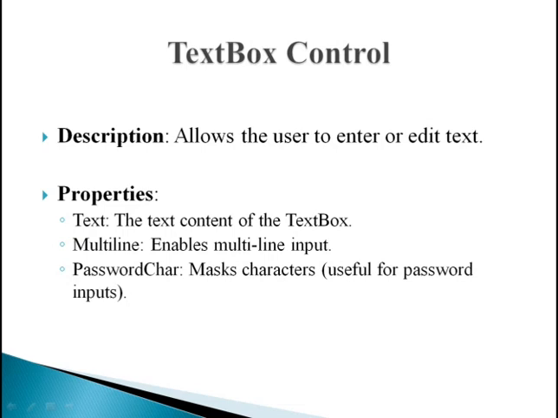The text box control has several properties that can be used to customize its behavior and its appearance. There are three key properties. The first key property is Text. Text represents the content of the text box. This property can be used to get the current text entered by the user, and we can also set the initial text value of the text box, and also clear the text content of the text box. The second property is MultiLine.